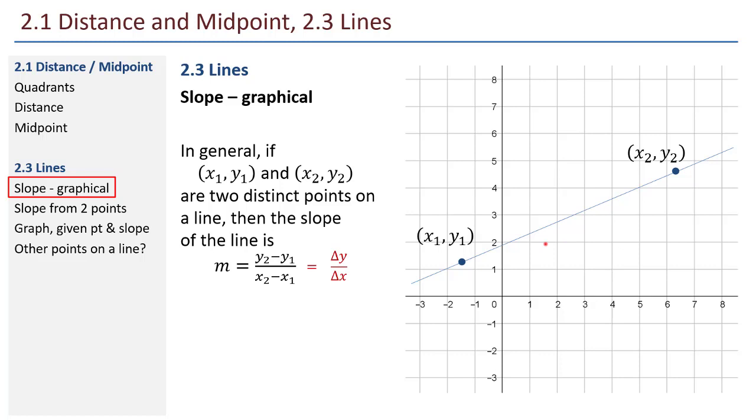In general, let's say I have a line and there are 2 points on this line, x1, y1, and another point, x2, y2. If these are 2 distinct points on a line, then the slope of the line is m equals y2 minus y1 divided by x2 minus x1. Very often, the slope of a line is indicated with the variable m.